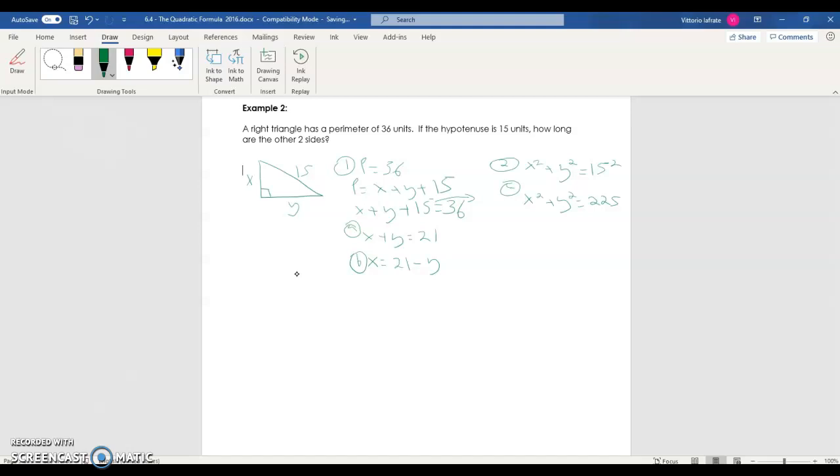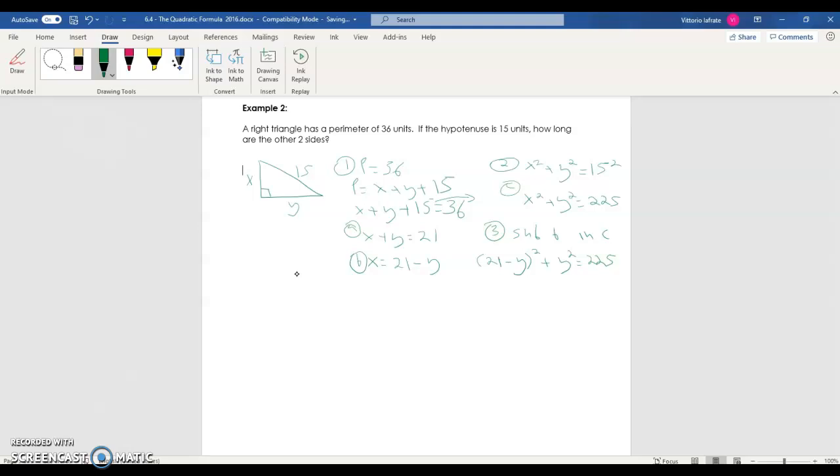And so what we're going to do is, our third step, we're going to sub B in C. And so when we do that, we get 21 minus y squared plus y squared is equal to 225. What we can do is expand and simplify and get a standard form. And when we get a standard form, we can then proceed to use our quadratic formula, or factoring, but we'll use quadratic formula here to practice with it, to get what our y value is.